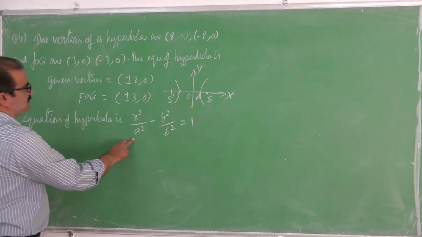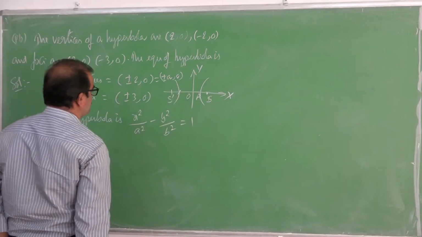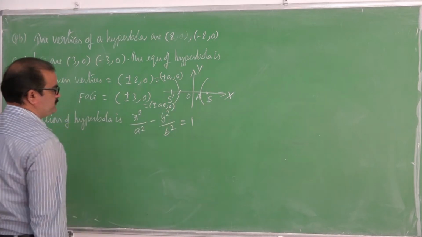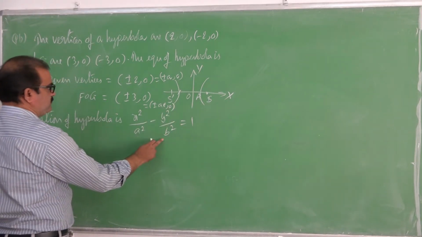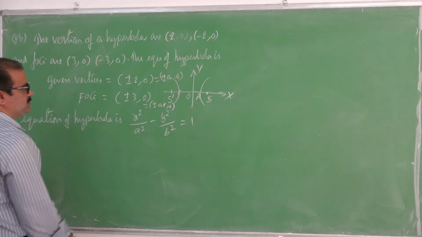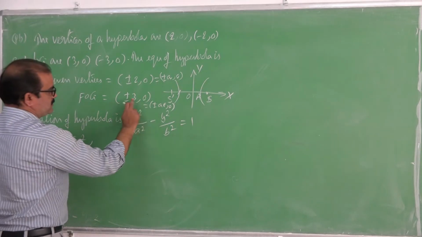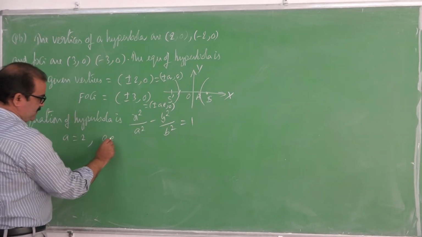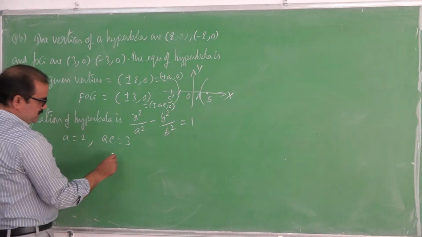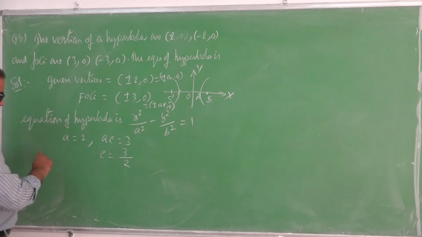To this hyperbola, what is vertex? Plus or minus a, 0. What is the foci? Plus or minus ae, 0. From the table, to this hyperbola, foci is plus or minus ae, 0. Vertex is plus or minus a, 0. Comparing x coordinate, a is equal to 2. Here, comparing x coordinate, ae is equal to 3. From this, e is equal to 3 by a. The value of a is 2.